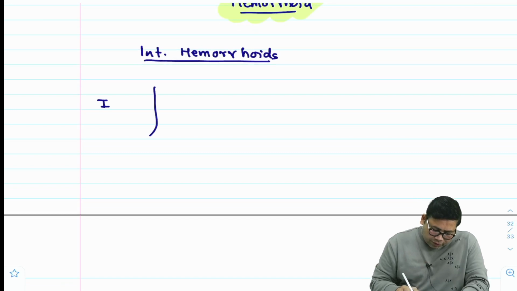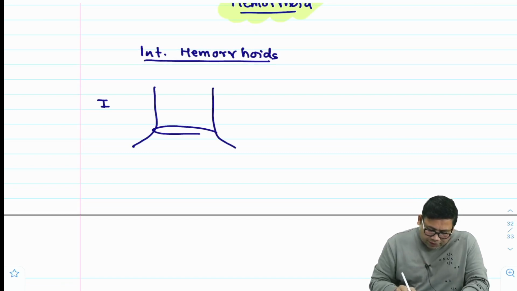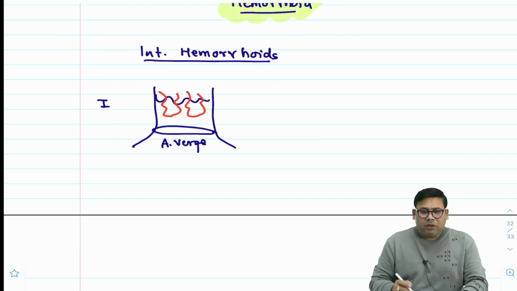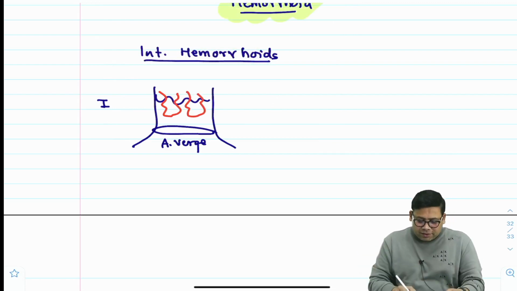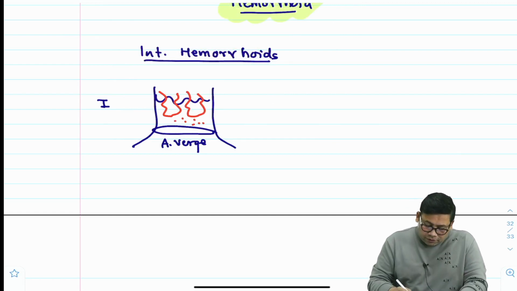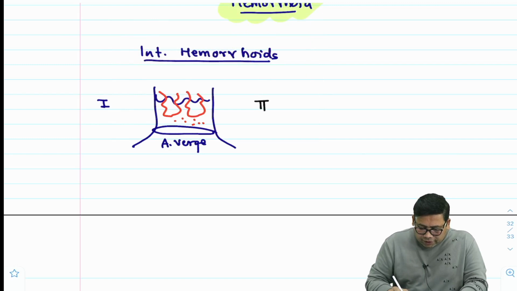What is grade 1? Grade 1 is where this is the anal verge. Are you getting this? This is the anal verge, this is the dentate line. The hemorrhoidal cushions descend down, but they don't prolapse out of the anal verge. They are bleeding, that is okay, but they don't come out of the anal verge. What is grade 2?